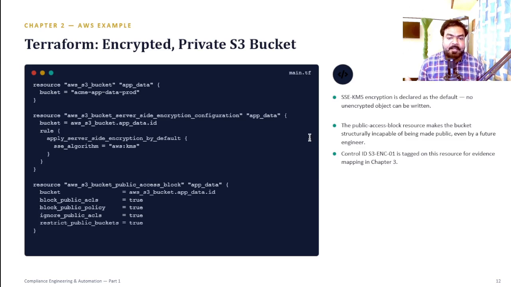Terraform encrypted private S3 bucket, main.tf. Here's the actual Terraform. Walk through it with me. We declare the S3 bucket, then attach a server-side encryption configuration that defaults to SSE-KMS, meaning it is structurally impossible to write an unencrypted object into this bucket. Then we attach a public access block resource with all four flags set to true, which makes the bucket incapable of ever being made public, even by a future engineer who doesn't know the history here. We tag this whole resource with control ID S3-ENC-01, and that ID is a thread that connects this code all the way to the evidence pipeline in chapter 3.